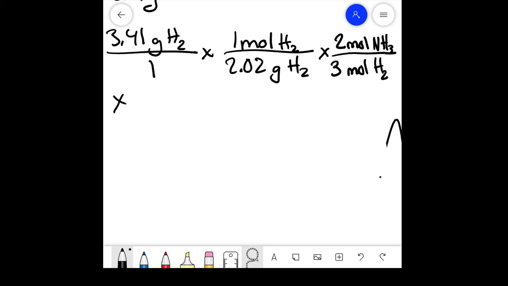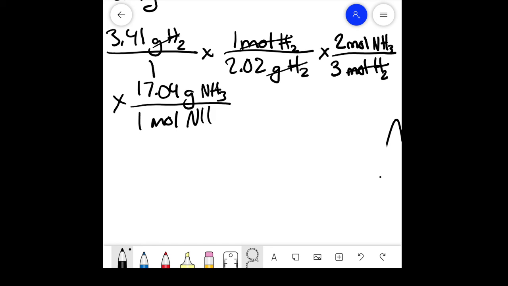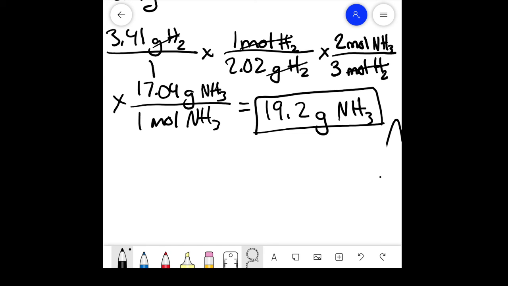So then the last step. We've got rid of grams of hydrogen, we've got rid of moles of hydrogen, but now we're in moles of NH3. So we need to get back to grams. To do that, we just take the molar mass of NH3 over 1 mole of NH3. Plug that in your calculator, round to 3 sig figs from the given. That gets you 19.2 grams of NH3 would be the answer once you plug that all in the calculator.